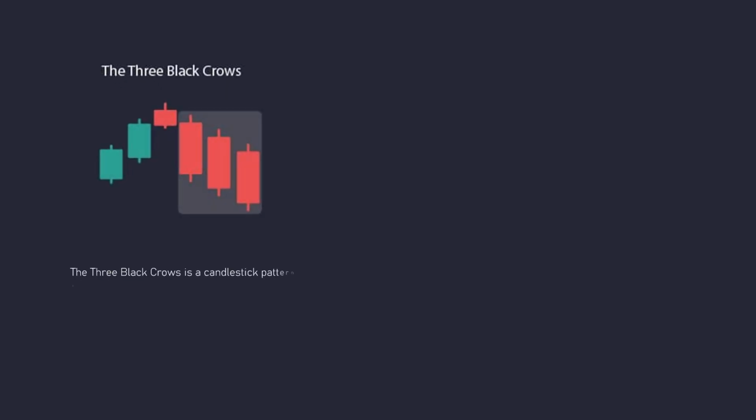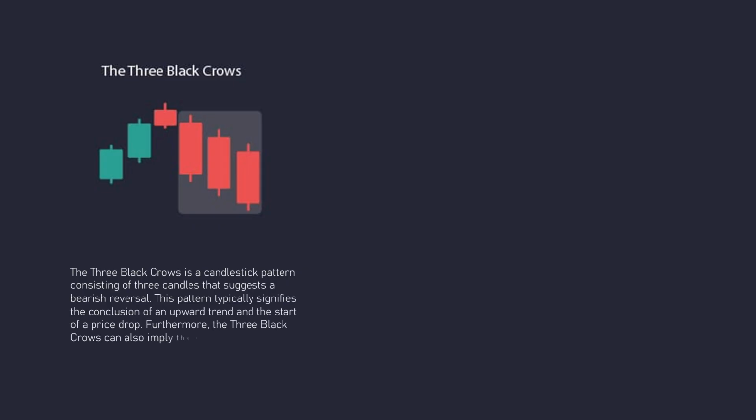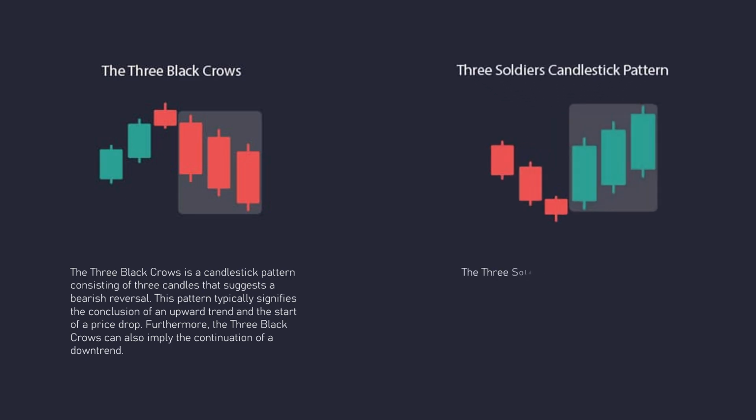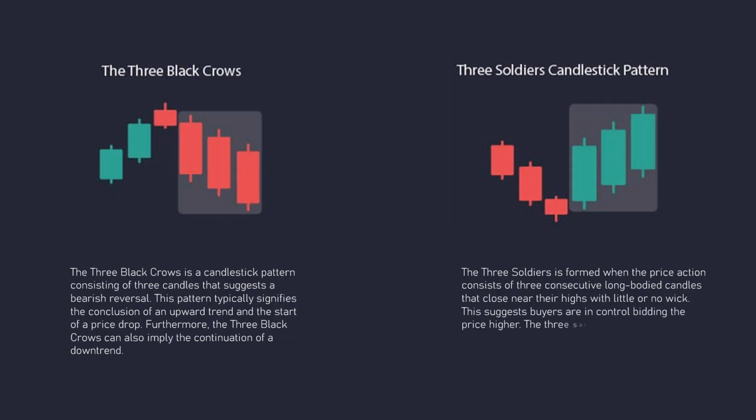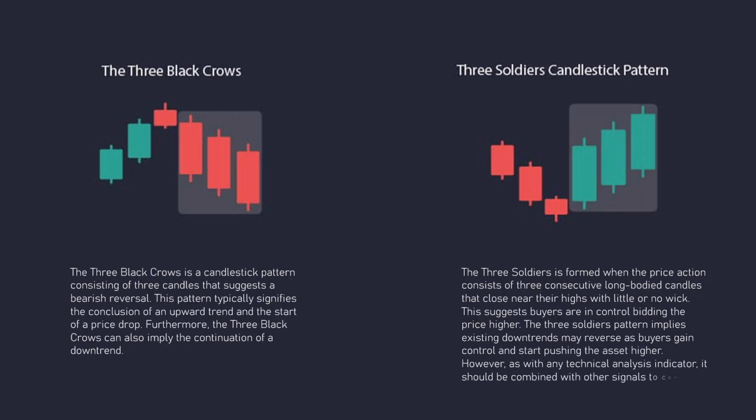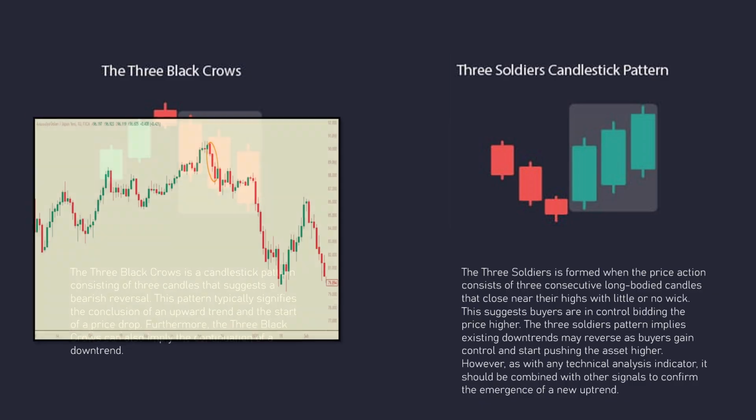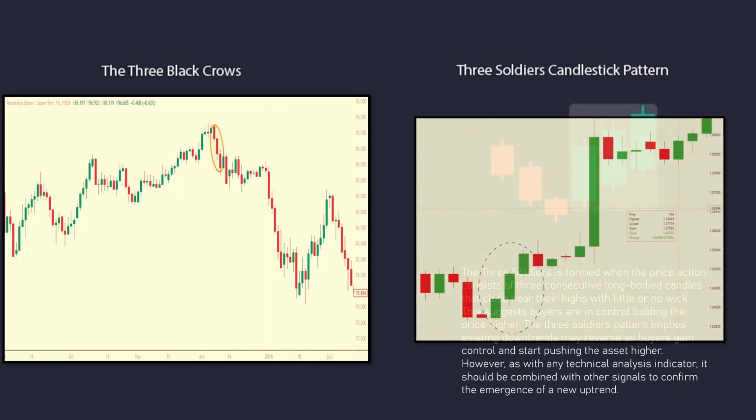The 3 white soldiers pattern forms when the price action consists of 3 consecutive long-bodied candles that close near their highs with little or no wick. This suggests buyers are in control and bidding the price higher. This pattern can imply that an existing downtrend may reverse as buyers gain control. Similarly, 3 black crows consist of 3 consecutive bearish candles, indicating that sellers are taking over. As with any technical analysis indicator, these patterns should be combined with other signals to confirm trends.